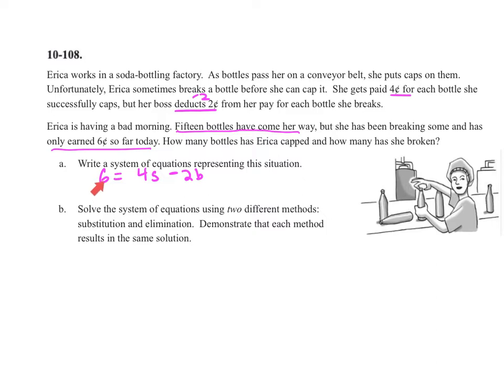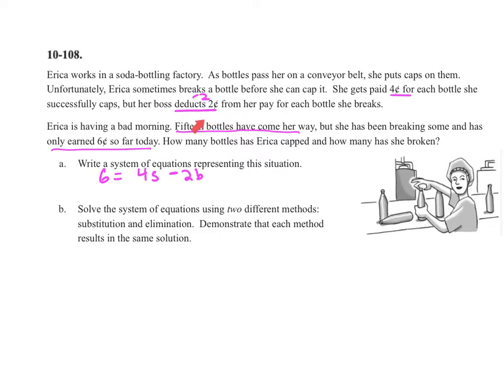She gets 6 cents, which is based on if she successfully caps 5 of them, well, 5 times 4 cents, she'd get 20 cents. And then if she broke one, then you'd minus 1 times 2, which is 2 cents. So a good way to check out your equations is just choose a couple of numbers and plug them in and see if it makes sense how much money she has earned.